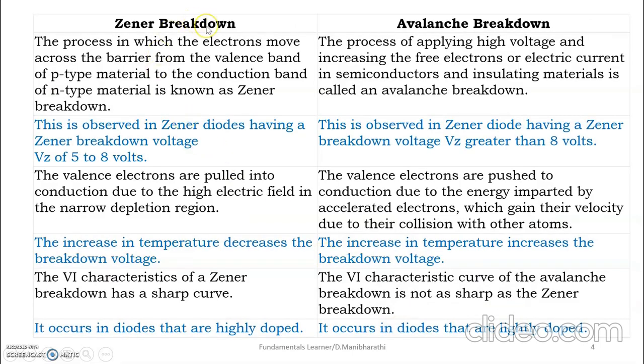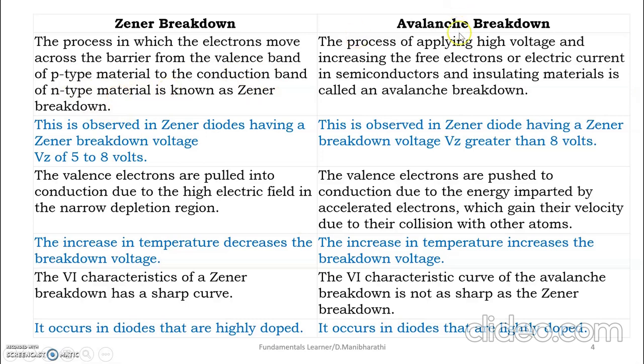And these are the breakdowns: Zener breakdown and avalanche breakdown. Zener breakdown happens due to the application of an electric field. You give a high electric field, and Zener breakdown is going to happen. They say it in another way, like electrons go from the valence band of the p-type material to the conduction band of the n-type material. I have explained those things in the previous lecture, some basics of semiconductors.